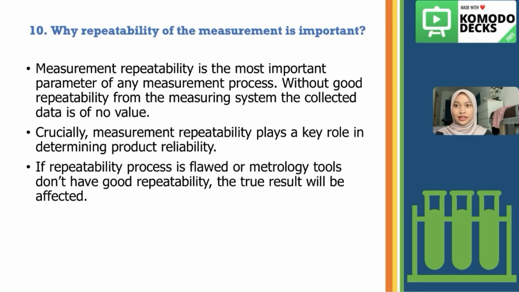Number 10. Why is repeatability of the measurement important? Measurement repeatability is the most important parameter of any measuring process. Without good repeatability from the measuring system, the collected data is of no value. Crucially, measurement repeatability plays a key role in determining product reliability. If the repeatability process is fluid or metrology tools don't have good repeatability, the true result will be affected.